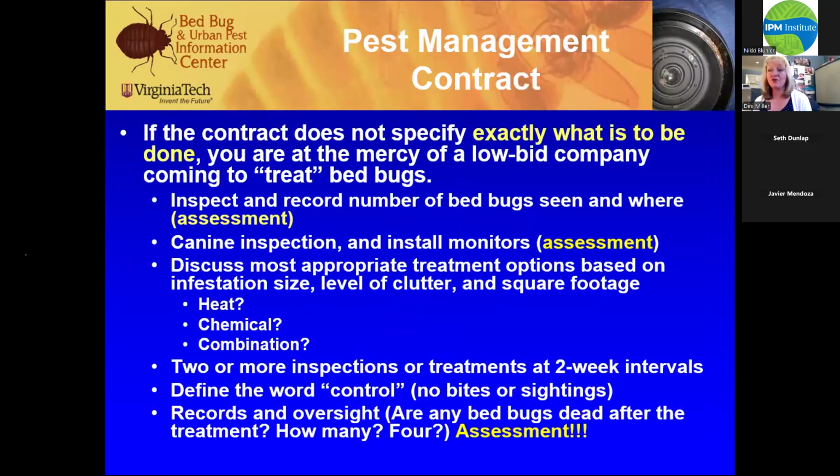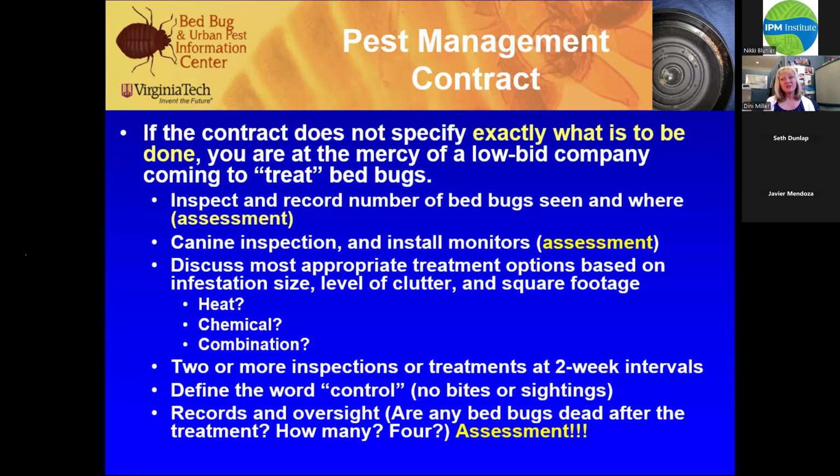So if your pest control contract does not specifically say what is going to be done, you're at the mercy of a low bid company coming in to treat the bed bugs, whatever that might mean, bring them snacks or something like that.